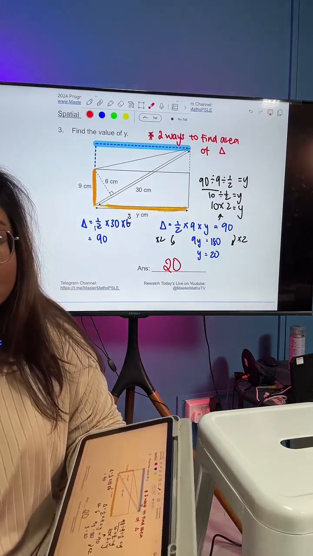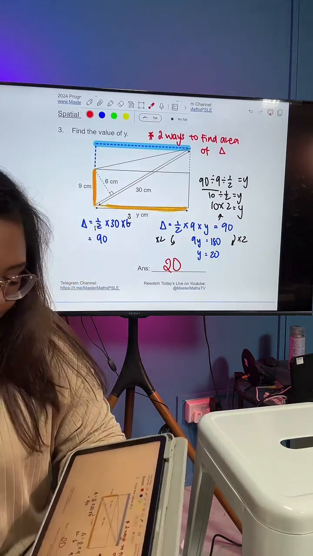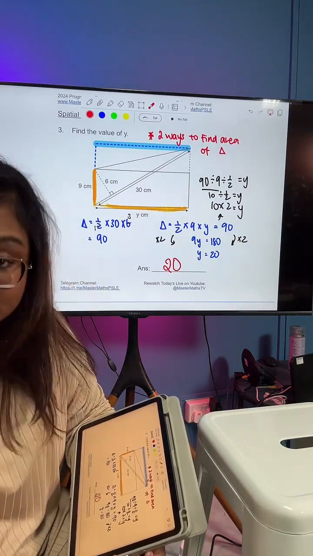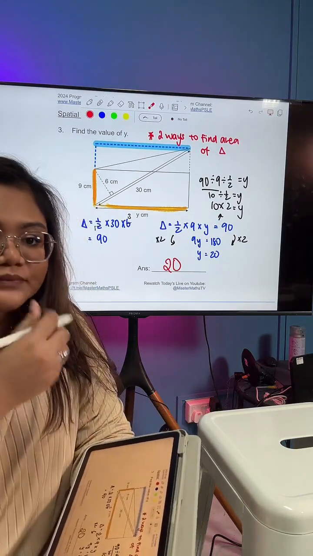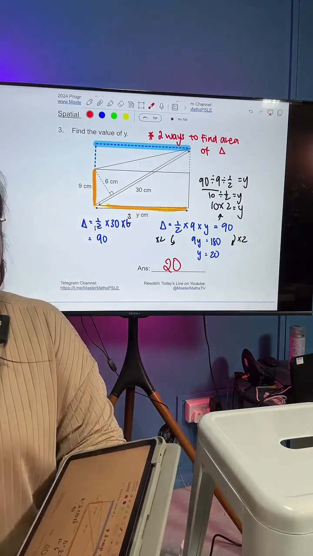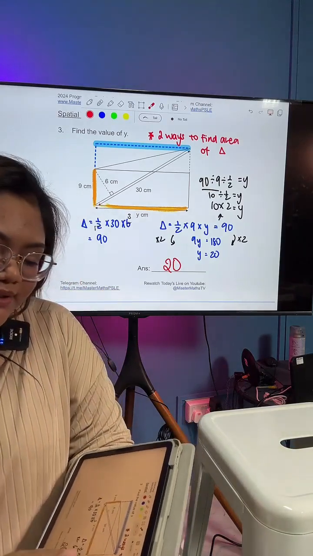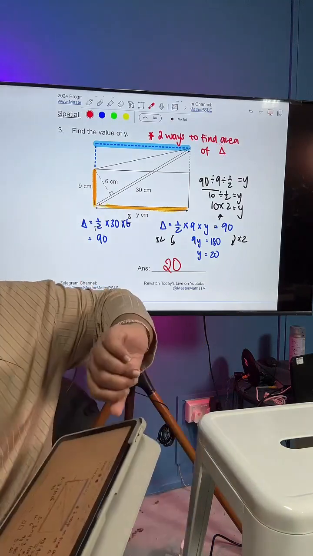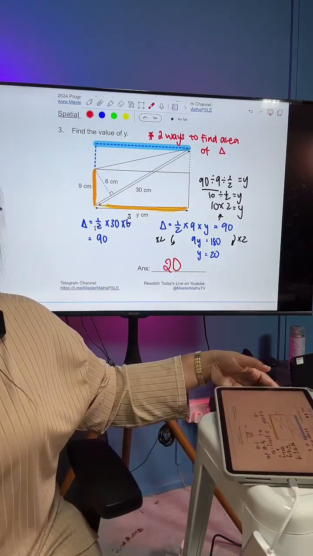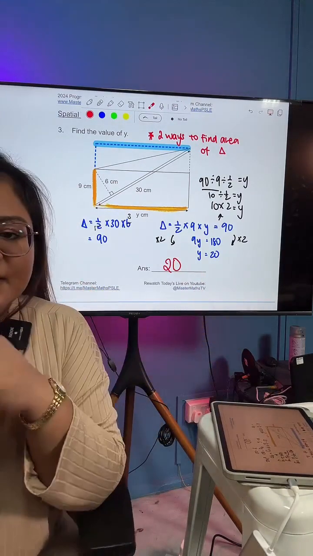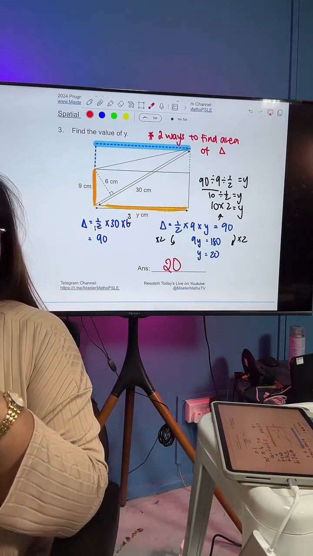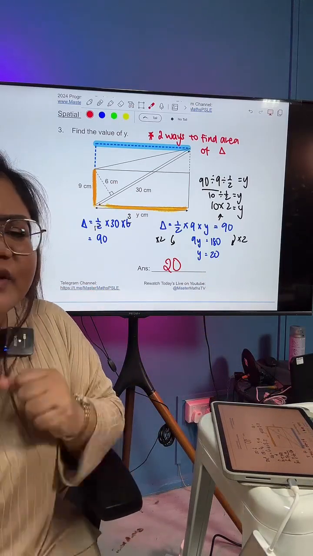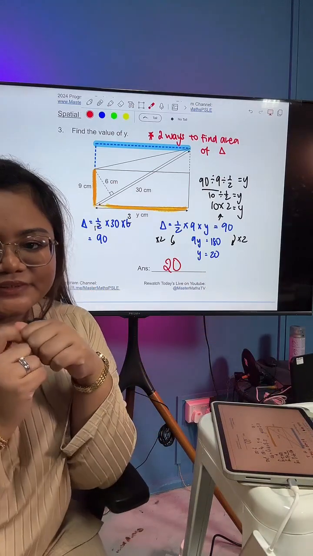Understand? So the triangle is half of the rectangle. Yes, you are right. Indeed. Okay? So again, focus on the two ways to find the area of triangle. Okay, everybody? Alright, I think it's time to move on to question number 4, 5, and 6. Then we can move on to Kahoot. I'm sure all of you are very, very excited for Kahoot, right?